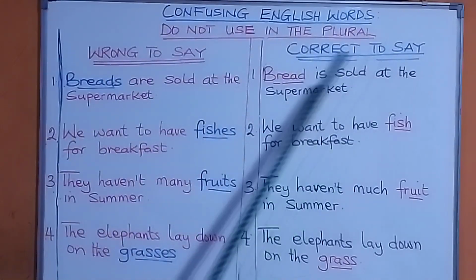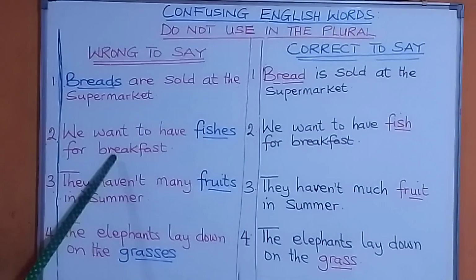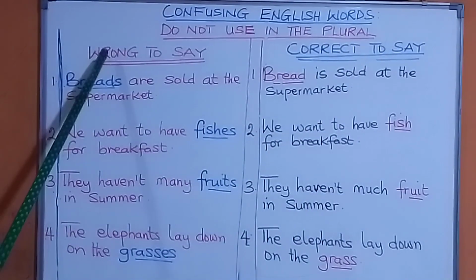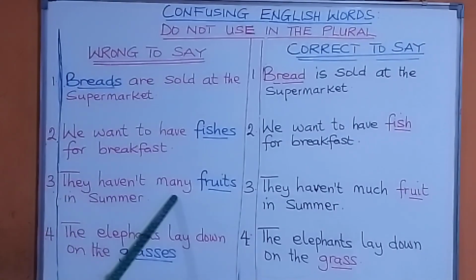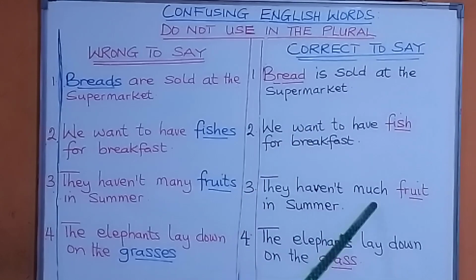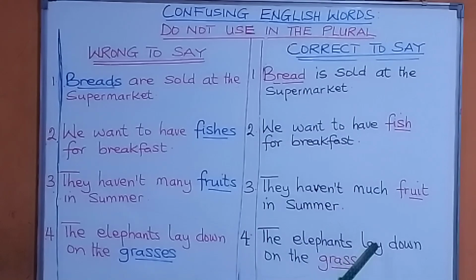Therefore, it is wrong to say, breads are sold at the supermarket. Say, bread is sold at the supermarket. Number 2, wrong to say, we want to have fishes for breakfast. Correct to say, we want to have fish for breakfast. Wrong to say, they haven't many fruits in summer. The correct way to say that is, they haven't much fruit in summer. Wrong to say, the elephants lay down on the grasses. The correct way to say that, the elephants lay down on the grass.